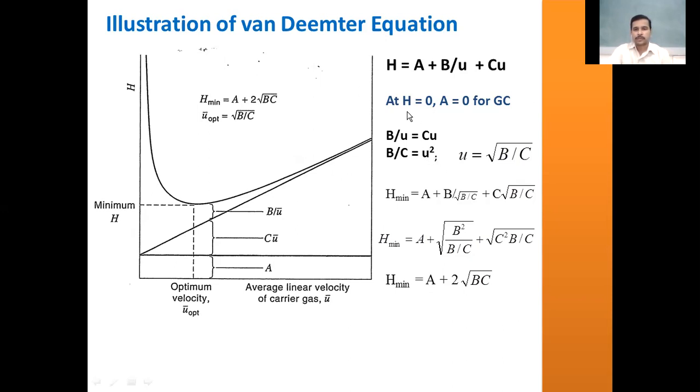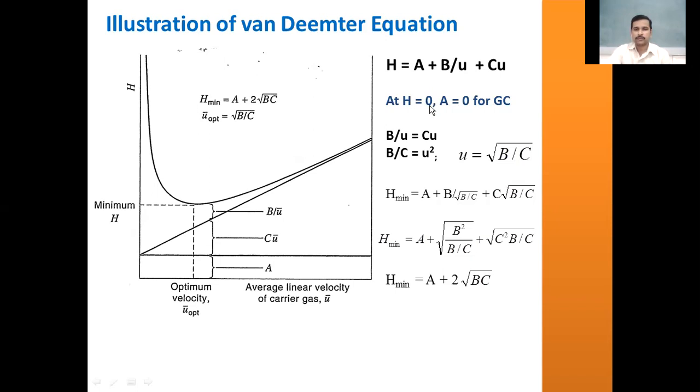All right. So if you consider H is equal to 0 and A is equal to 0 for gas chromatography, as I told you, if you are using capillary columns or open tubular columns, no packing materials are used. Because of the absence of the packing materials, there is no eddy diffusion term. A is equal to 0. If you assume a very minimum height of the theoretical plate can be seen at certain experimental conditions.